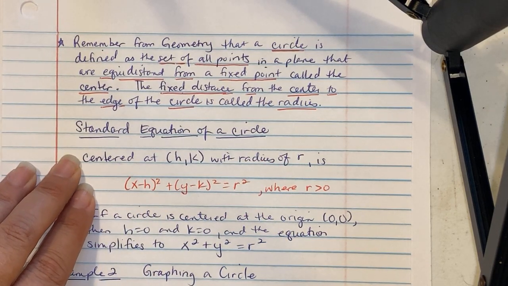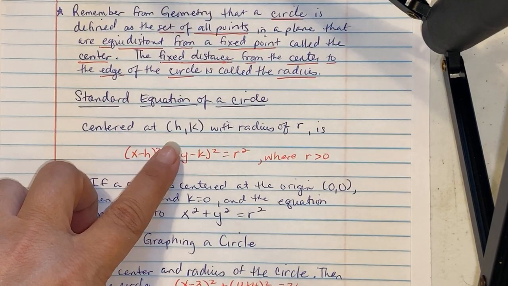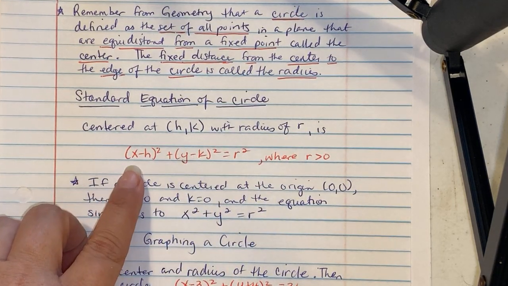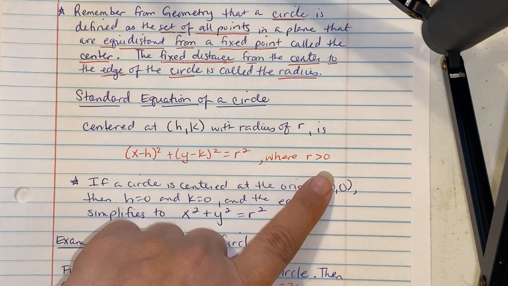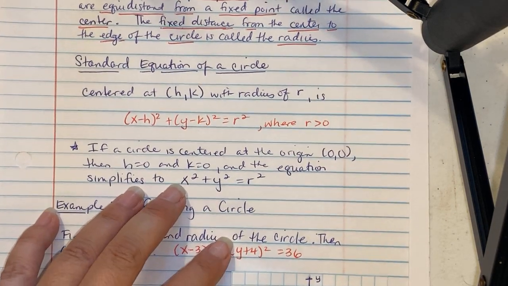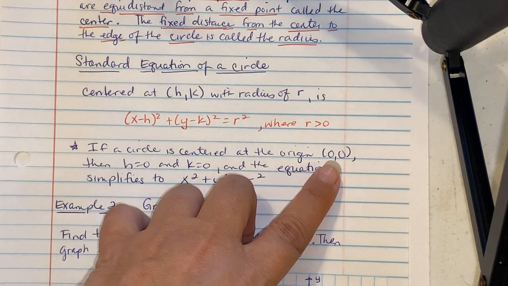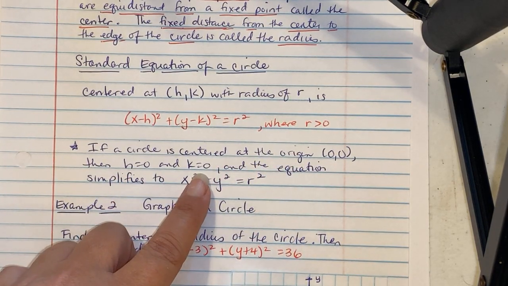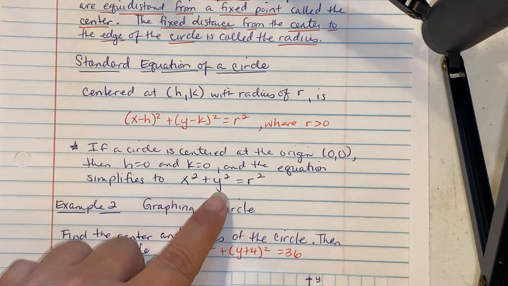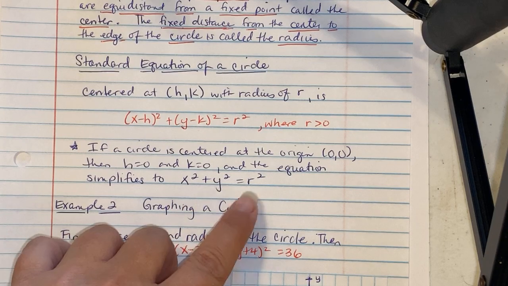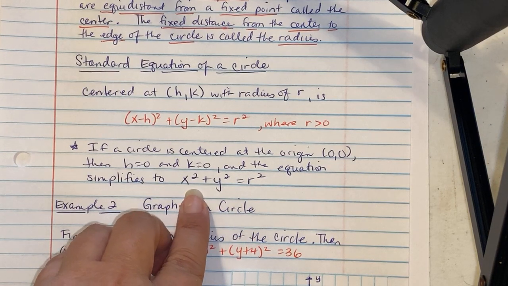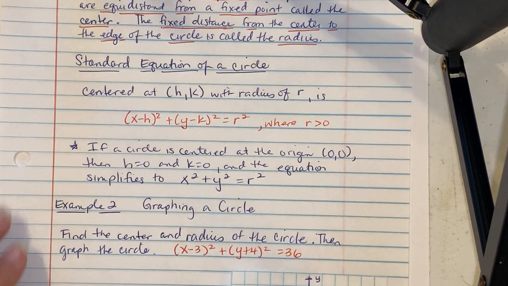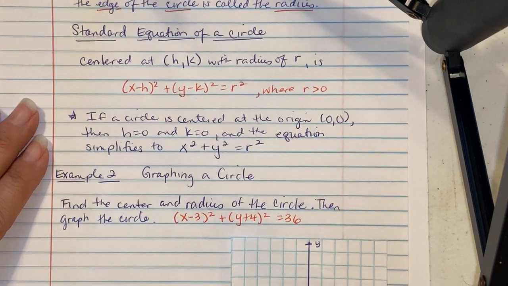So there's a formula called the standard equation of a circle. That's if it's centered at (h, k) with a radius of r. So it's going to be (x minus h) squared plus (y minus k) squared equals r squared, where r, which means radius, has to be greater than 0. A hint to remember: if the circle is centered at the origin, which is (0, 0), then h is equal to 0 and k is equal to 0, and the equation simplifies to x squared plus y squared equals r squared. Now look at this thing. This has a correlation to the Pythagorean Theorem, a squared plus b squared equals c squared, which is the distance of a radius if we want to think about it.